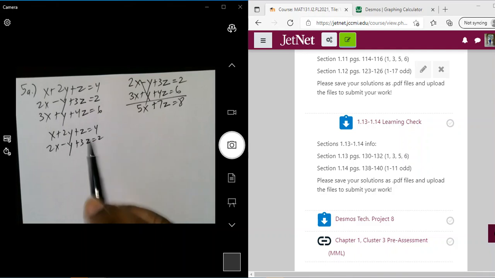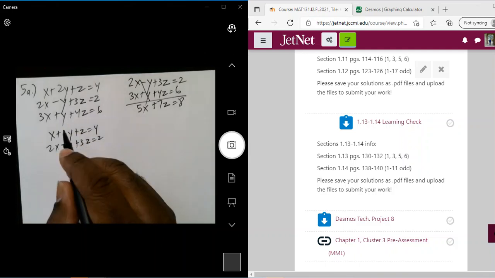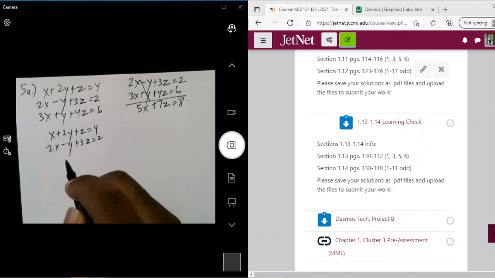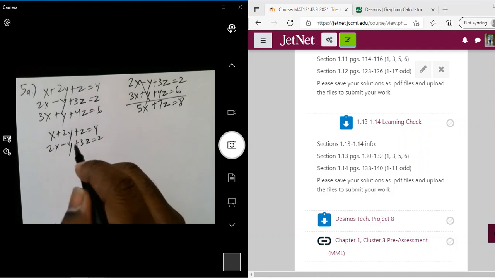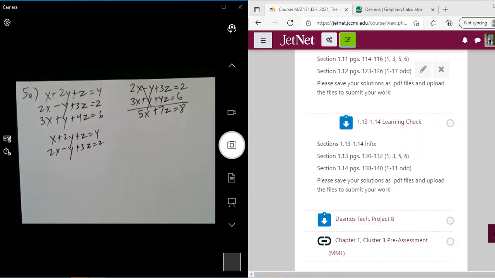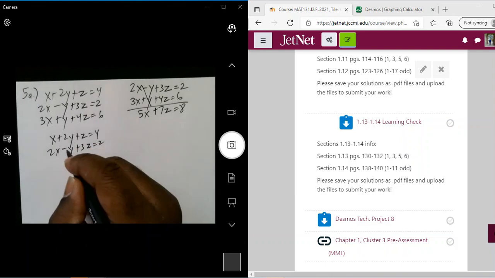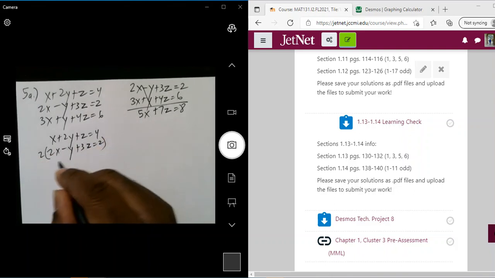So we're going to get rid of the y's because we want the same type of equation here. If we look at the y's here, they have opposite signs, and their least common multiple is 2. A lot of people would say least common multiple, but a common multiple will work as well. So here we would do 2, so we'll multiply the bottom here by 2.